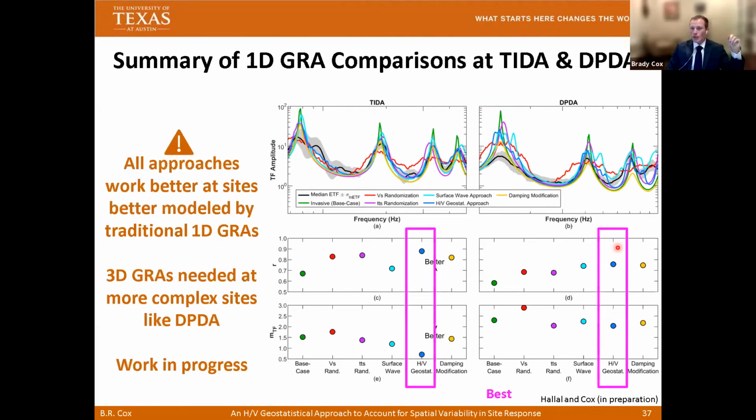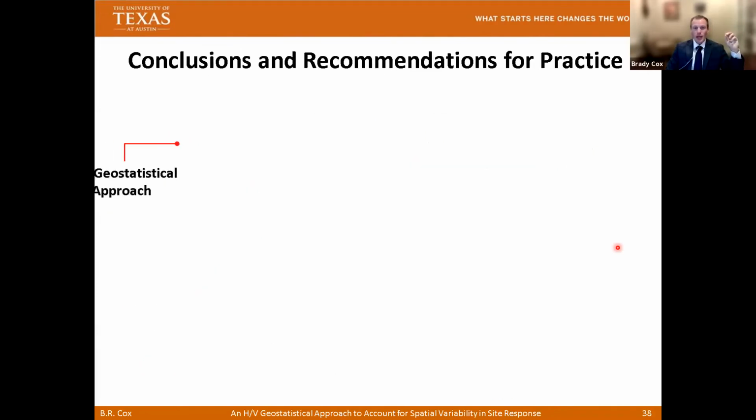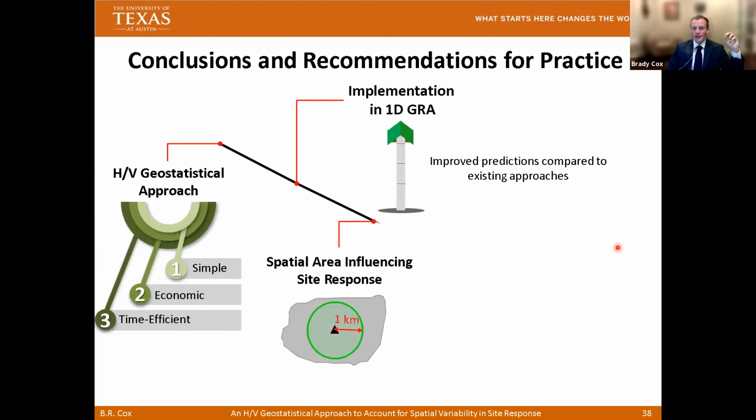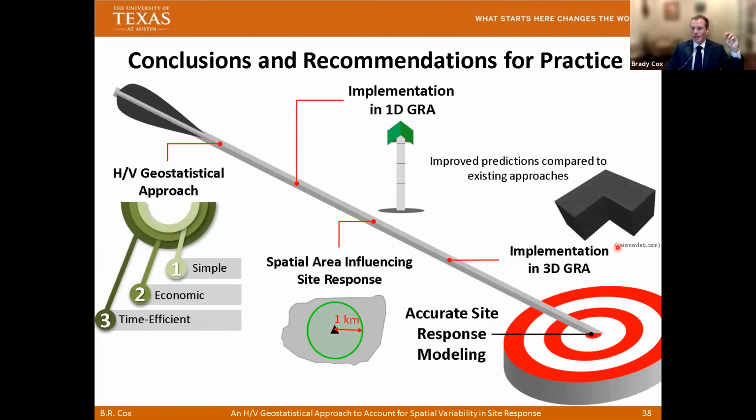And I'm respectful of the time. I'm going to stop now and just say that we are working towards implementing these pseudo 3D models and actual 3D site response. And that's, of course, the ultimate goal. But because we can't perform 3D site response everywhere economically, the H over V geostatistical approach, I think, is really promising for still using 1D site response analyses, but being able to more realistically incorporate spatial variability. And with that, I will end the presentation.